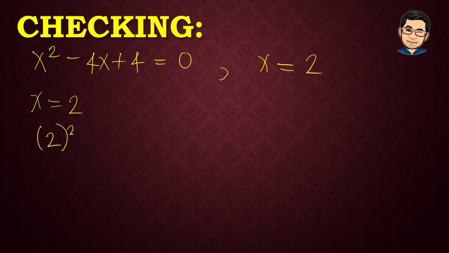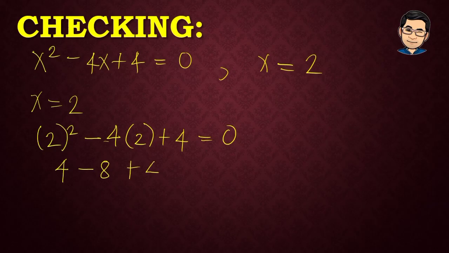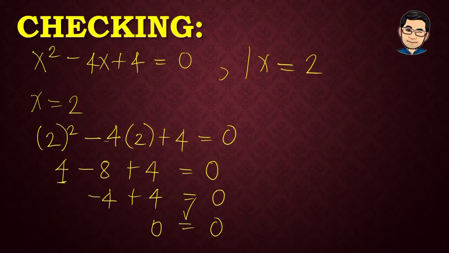2 squared minus 4 times 2 plus 4 equals 0. So, ang goal natin dito is 0 equals 0. So, the quantity of 2 squared, 4. Negative 4 times 2, negative 8 plus 4 equals 0. And then, 4 minus 8 is negative 4 plus 4 equals 0. 0 equals 0. So, yung nakuha natin na root na x equals 2 ay tama.